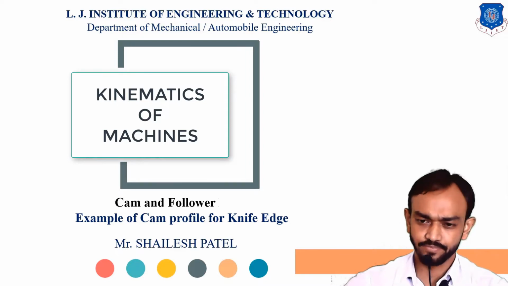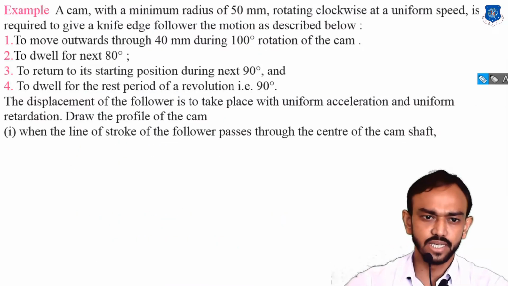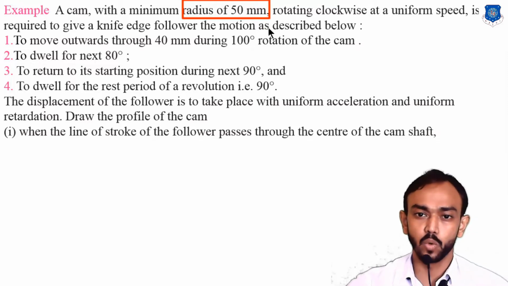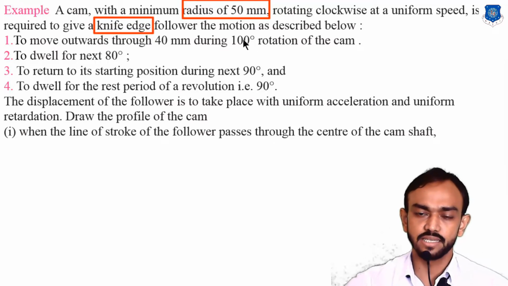Okay, let's start. First of all, you can see here the given data for that example. A cam with a minimum radius of 50 mm, rotating clockwise at uniform speed, is required to give a knife edge follower motion as described below.